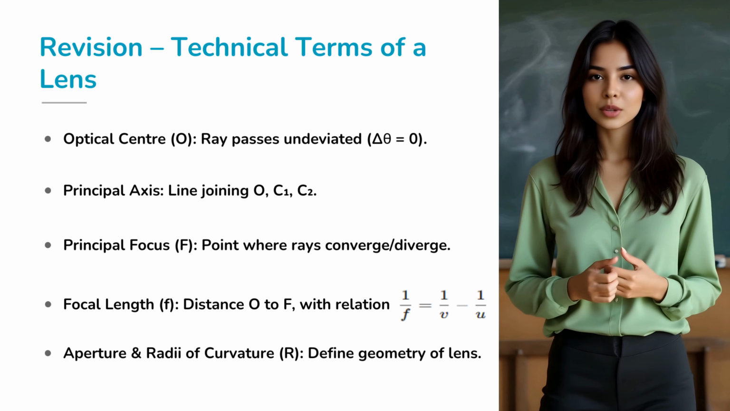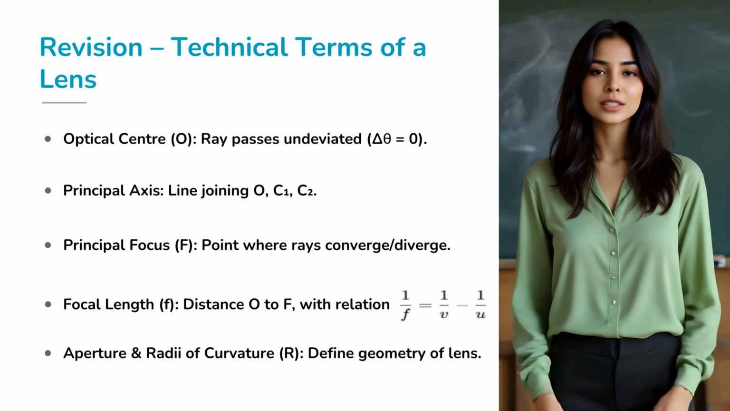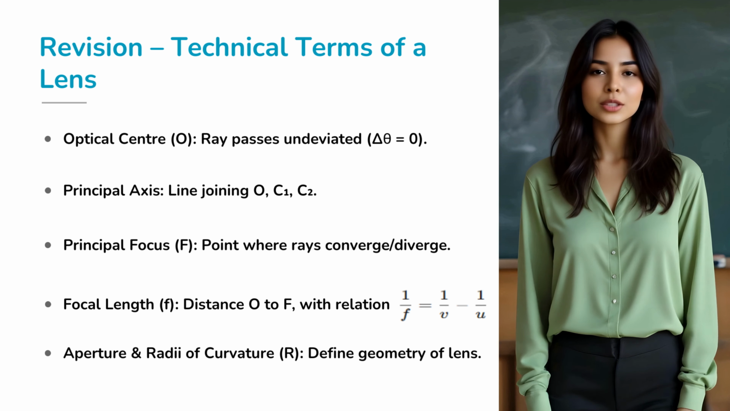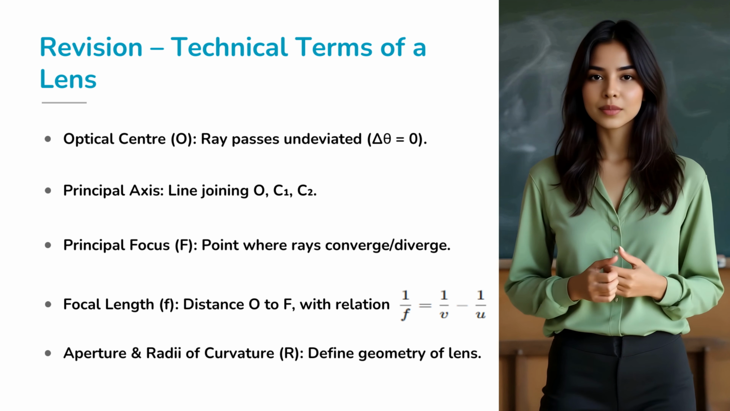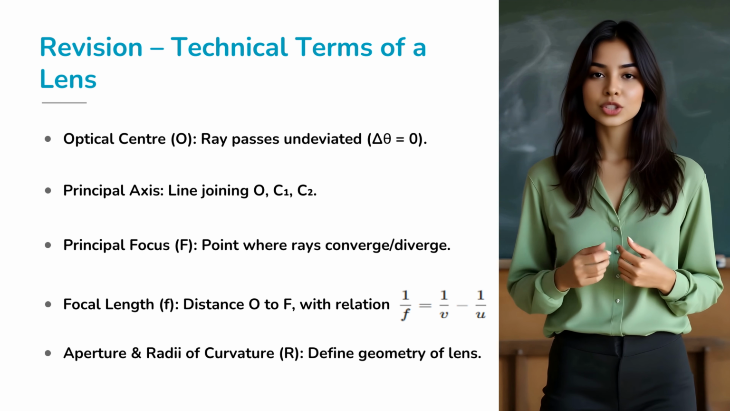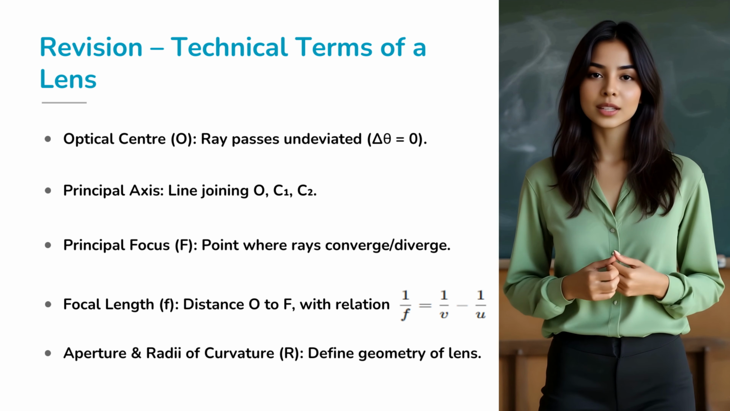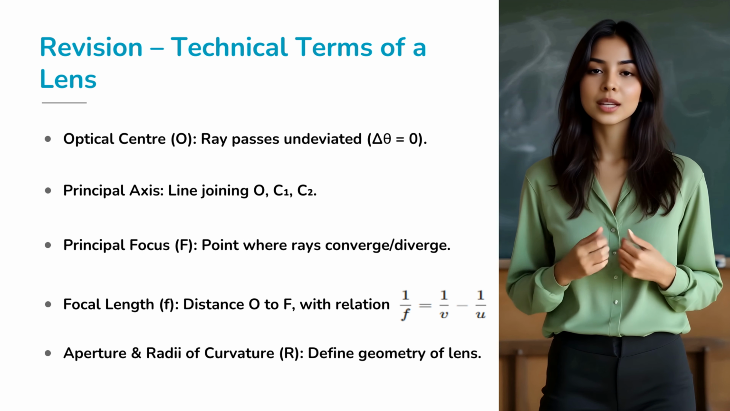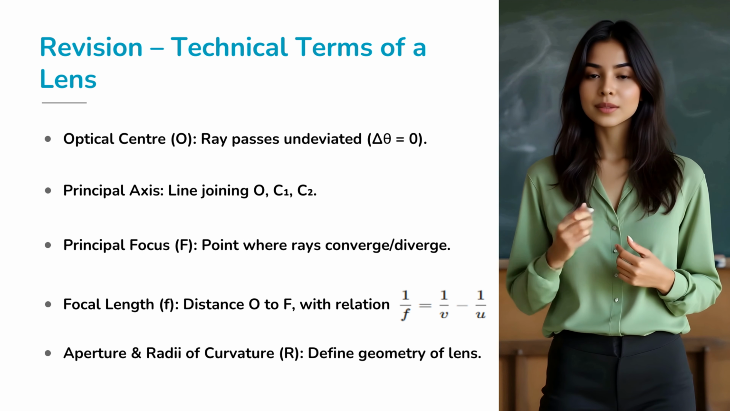Now, the principal focus F. For a convex lens, it's the point where rays parallel to the axis meet. For a concave lens, it's the point from which rays appear to diverge. So convex gathers the party, concave pretends there was a party behind the scenes.